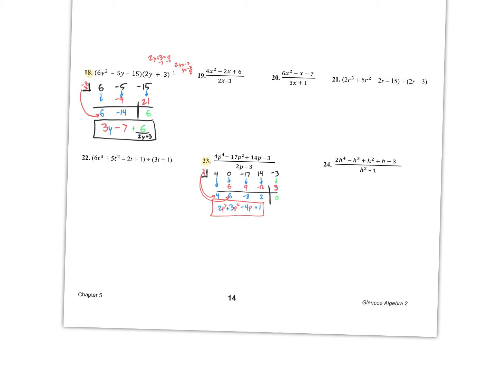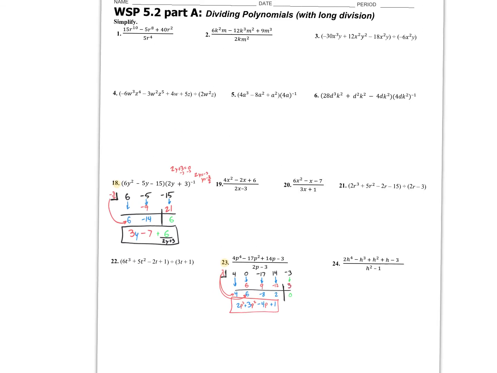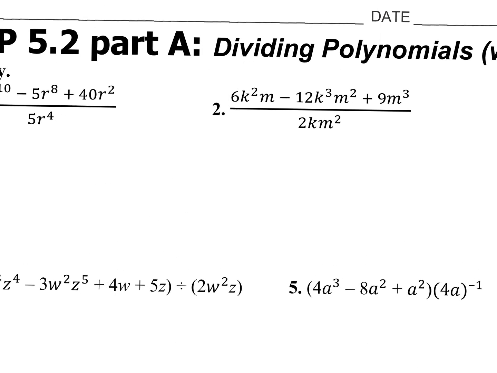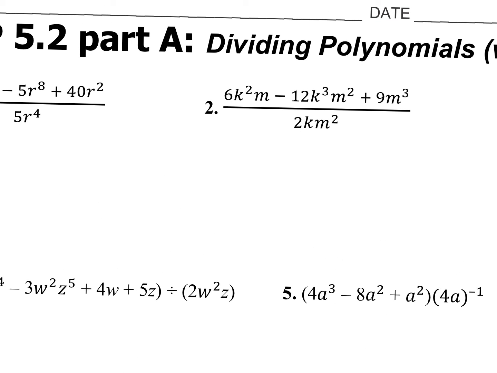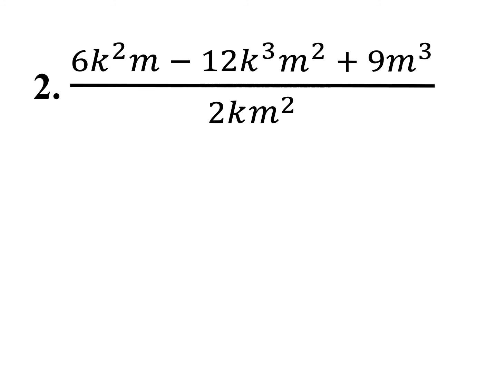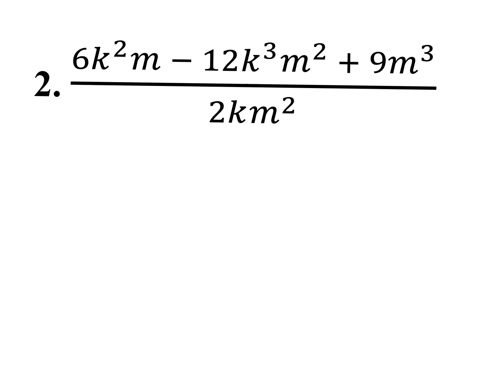Should we try another, or should we do one of these guys up here where you don't use synthetic or long division? This is just canceling things out. You guys want to try just canceling things out? So this one, number 2.